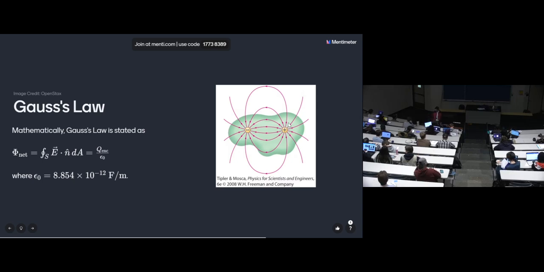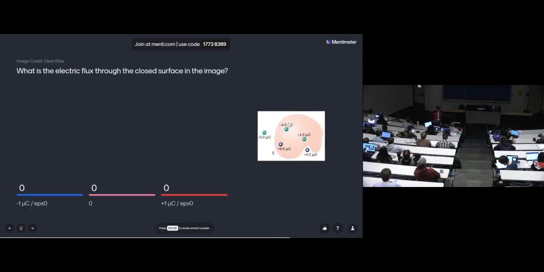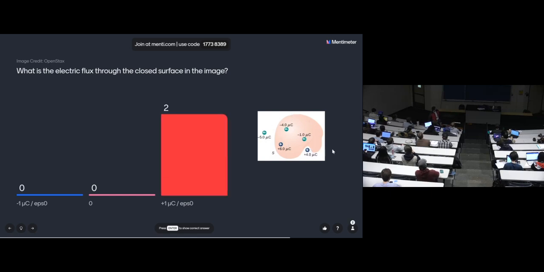Where I wanted to get to last time, but we ended up answering a lot of questions, was: if you look at this figure here, what is the electric flux through the closed surface in the image? You can barely see it, but maybe you can see it better on your device, it is this little tan image here. Electric flux, not electric field. We'll have to learn how to calculate electric field.